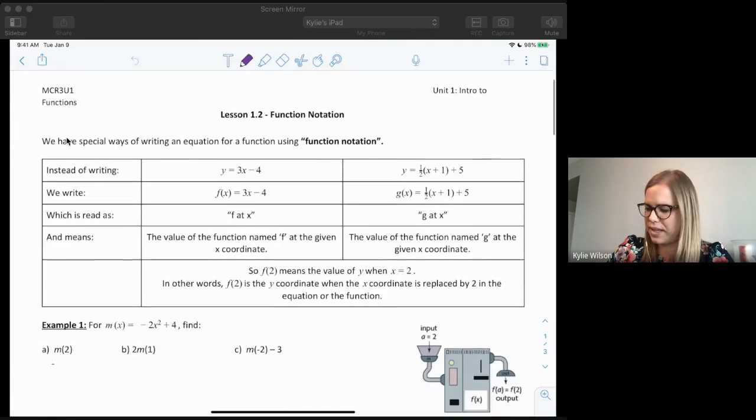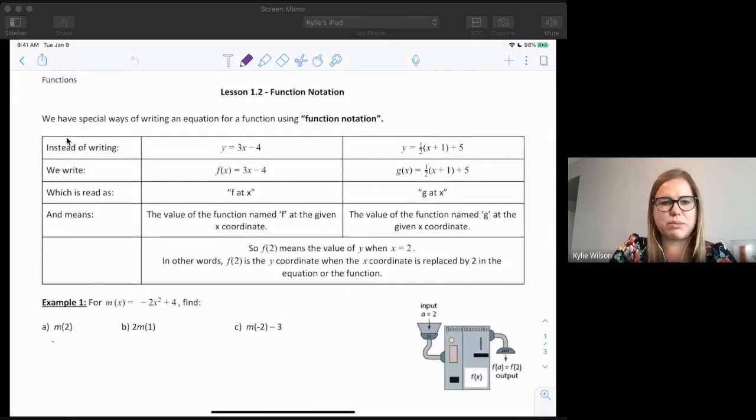So here is our lesson 1.2, function notation. Hopefully everyone had an opportunity to grab that off our Google Classroom. This lesson is really quick. It's basically just us talking about our new notation and the way we're going to be writing things.